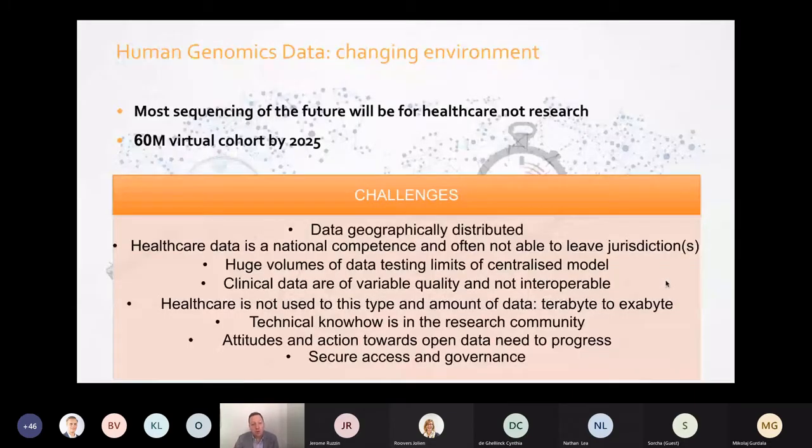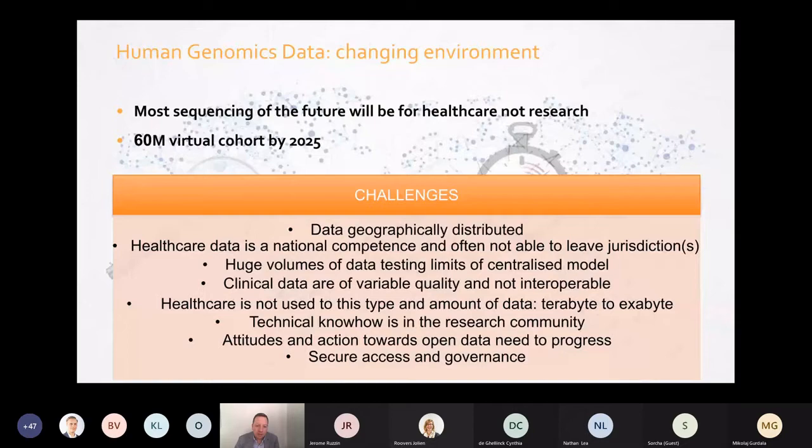So let's look at what those challenges are from my perspective, from the infrastructure perspective. So again, most sequencing of the future will be for healthcare and not for research, but the potential is there to build a virtual cohort of as much as 60 million human samples by 2025. The key challenges that I'll address in this presentation and provide a framework for are that the data is geographically distributed. Healthcare data, as was explained in the previous presentation, is a national competence and is often not able to leave those jurisdictions. And the high volumes of data that are generated mean that even if we are able to transfer these large files around, this tests the limits of centralized models. We can't be submitting petabytes and exabytes of data around the place easily. We don't have the resource and we don't have the infrastructure at national or international scale.